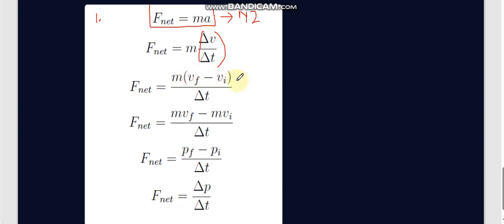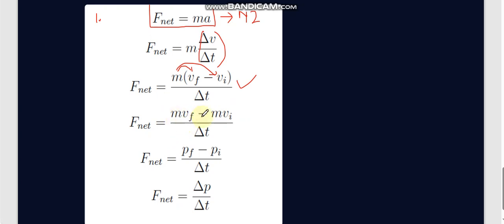So that's what they've done on this step. They've just broken the change in v to be final v minus the initial v, and for the change in time they've written it the way it is. They didn't change anything. Then from here they applied the FOIL method, so this multiplied by that one, multiplied by that one. So you're going to be having mvf minus mvi there.